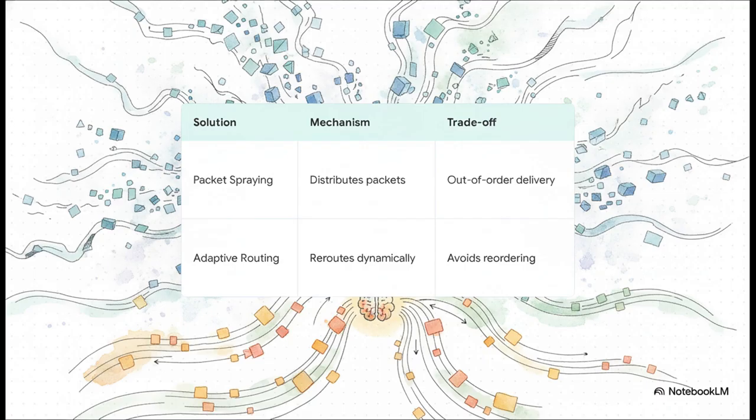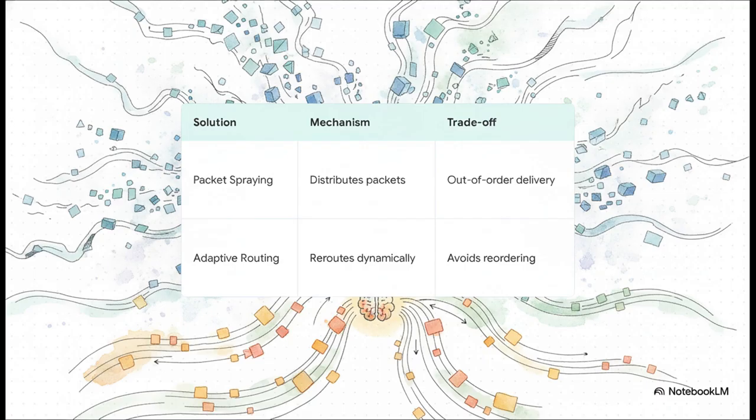First up is packet spraying. Now, this is your brute force method. It ignores the five-tuple entirely and just sprays individual packets across every single available path. Boom, polarization is completely eliminated. But the trade-off? It's messy. Packets arrive totally out of order, which requires some pretty heavy hardware reordering by the receiver. Or you need to deploy advanced Ultra Ethernet standard equipment.